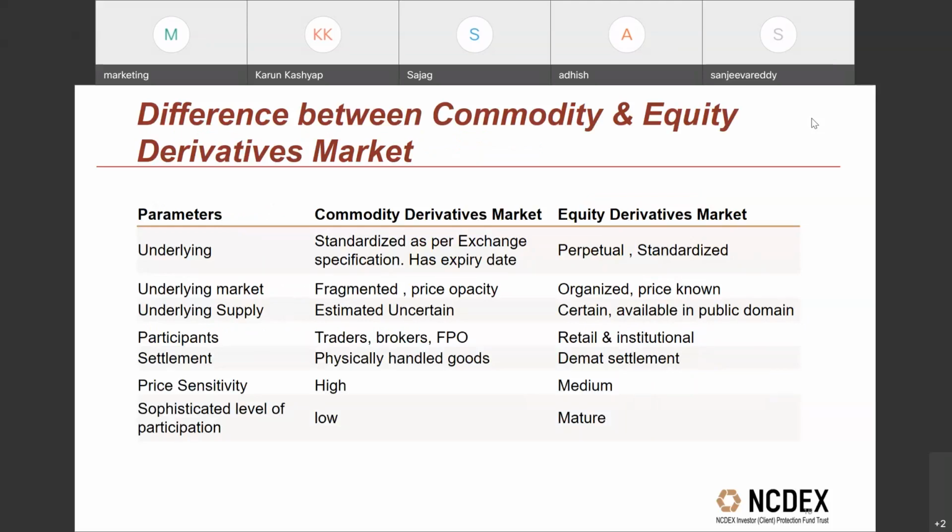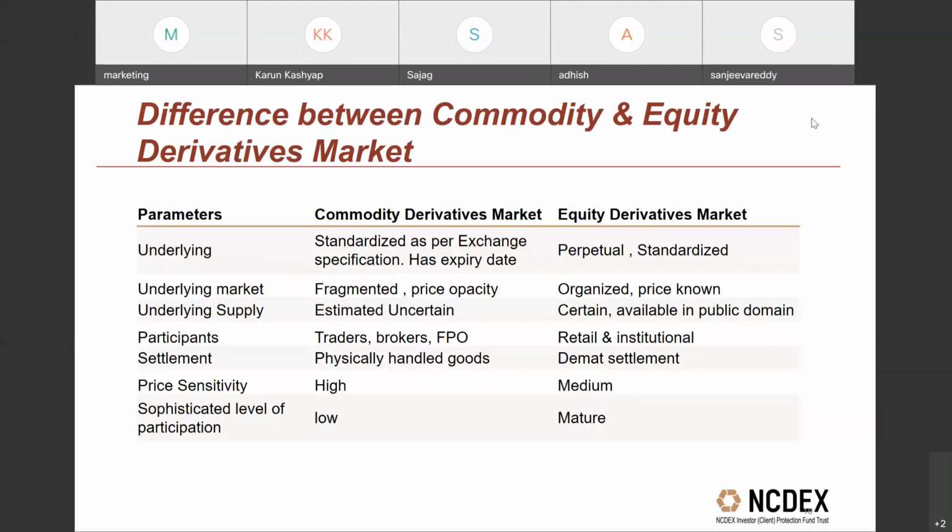Now we will discuss how the commodity derivative as a product is designed. Suppose chana is being traded on the exchange platform. What is the quality of that chana? What is the price center for that? And all those things. So basically we have some specifically designed parameters on which the trade happens, like the underlying. In this case, chana will be the underlying.